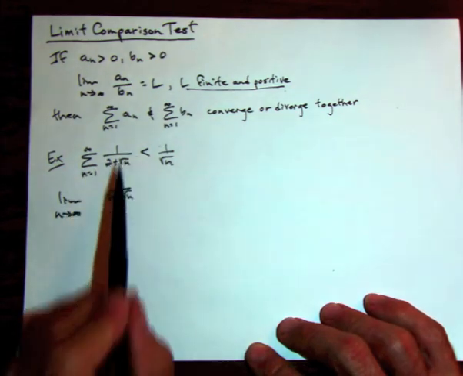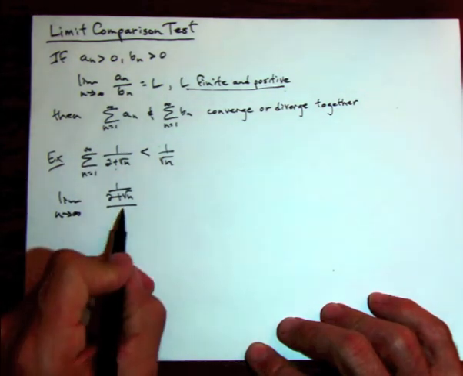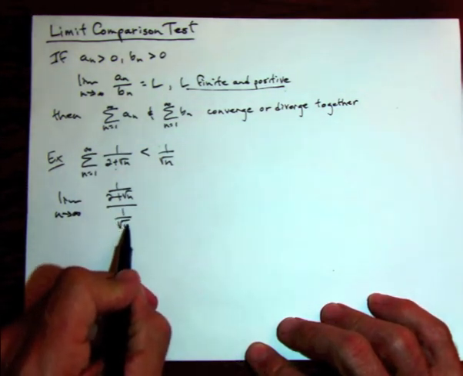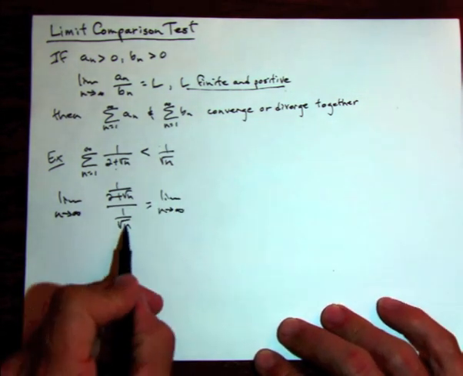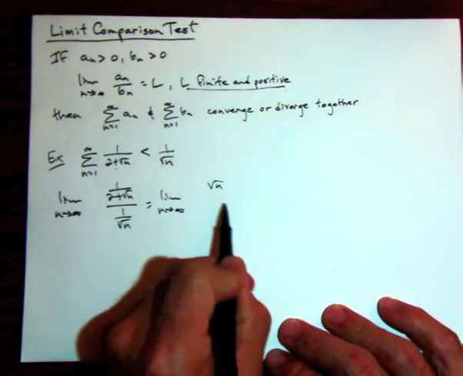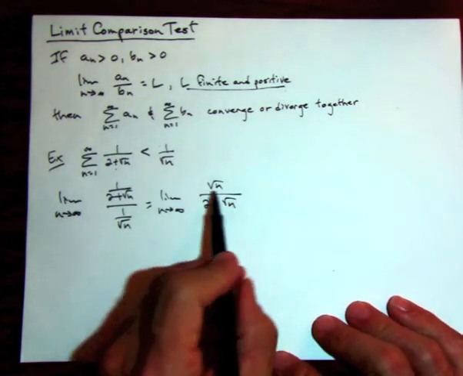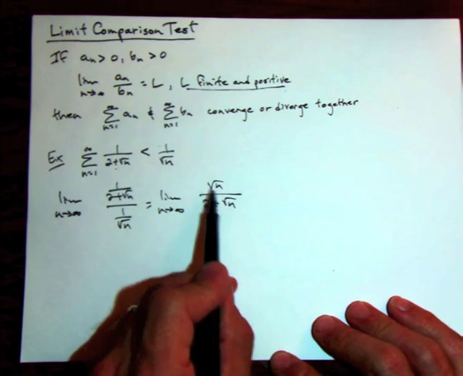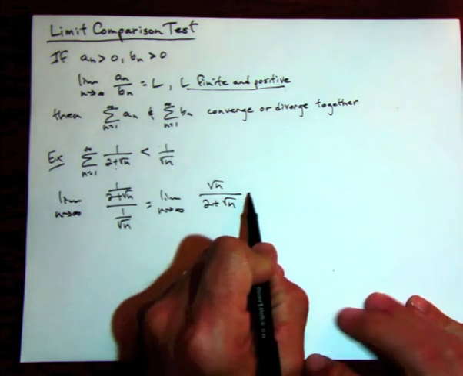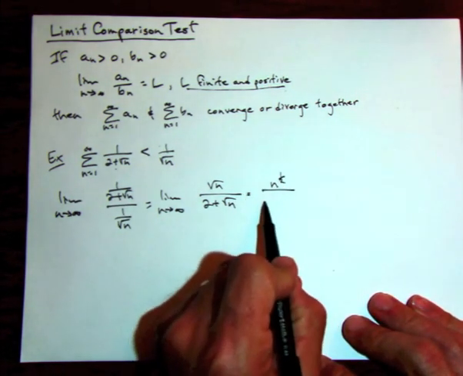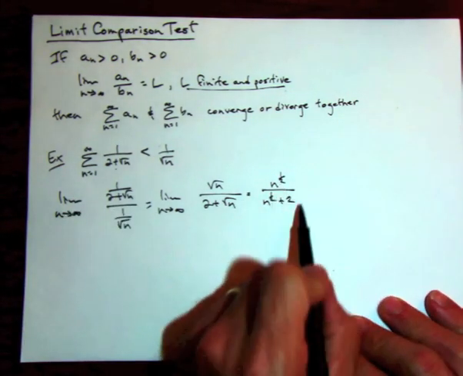So if we take the limit of their ratio, so 1 over 2 plus square root of n over 1 over square root of n, we can rewrite that as the limit as n goes to infinity. So we're just going to multiply by the reciprocal. We're going to get square root of n over 2 plus the square root of n. And we know that in this case, there's a lot of ways to do this, but we can just take the ratios of the coefficients of the highest degree terms. So, in other words, this is n to the 1/2 over n to the 1/2 plus 2. We see here that it's going to converge to 1.